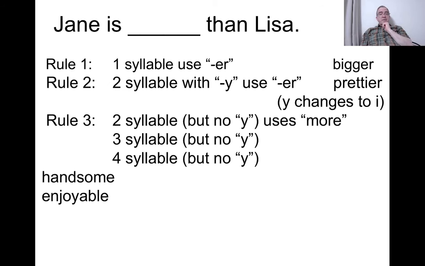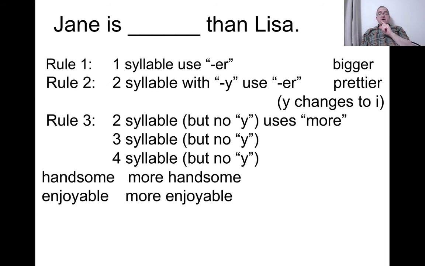Look here. Handsome would be, what would it be? More handsome. Enjoyable, more enjoyable. There you go. Now, handsome has two syllables, handsome. Enjoyable has four syllables. So if it's two or three or four syllables, it's going to use more as long as there's no Y. All right, you got those rules?